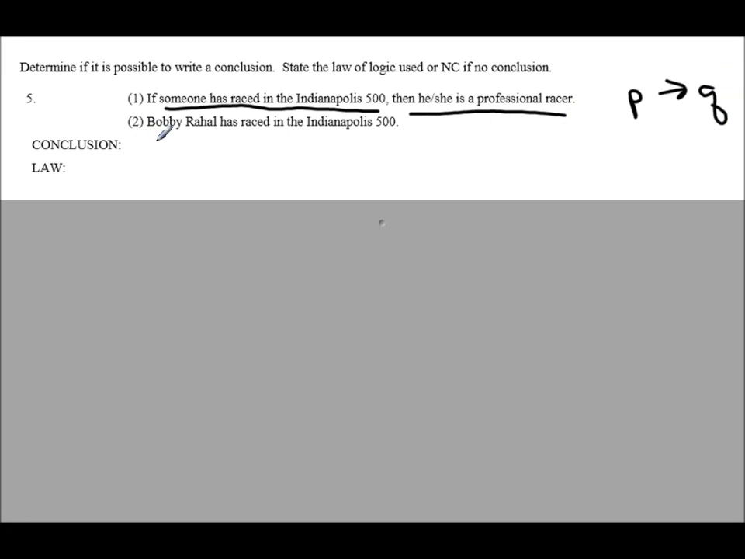Bobby Raoul, that's someone, has raced an Indianapolis 500. That's someone racing the Indianapolis 500. So we've referred to our P again. So because we've gone P then Q, next statement P, we can conclude based on the law of detachment that Q is true. So the law of detachment says to take our Q as it relates to Bobby Raoul, that we can determine he is a professional racer.